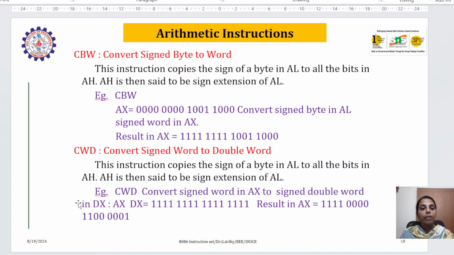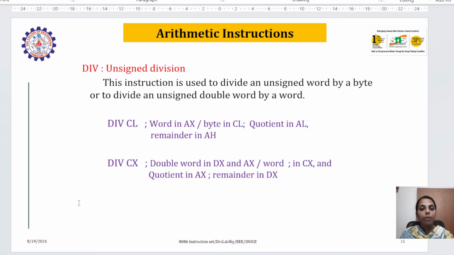Other than this, we have instructions to extend values, that is, to convert a byte to a word and to convert a signed word to a double word. So what is a word? 16 bits is a word, right? For these conversions, we have certain instructions like CBW and CWD.